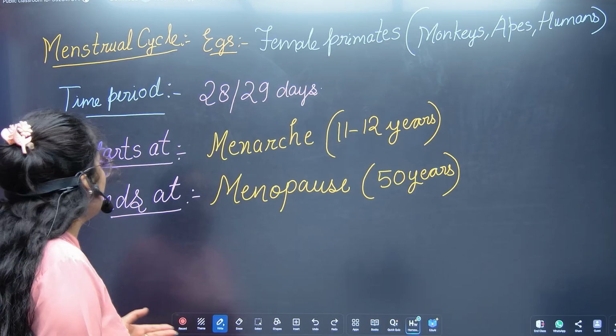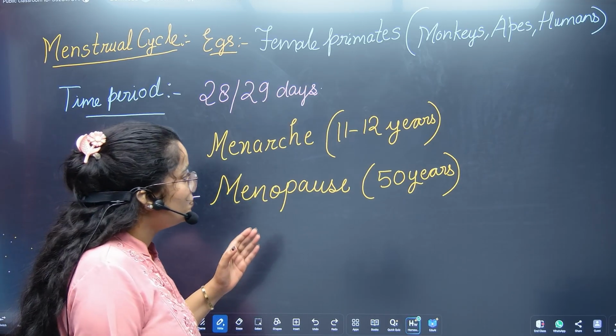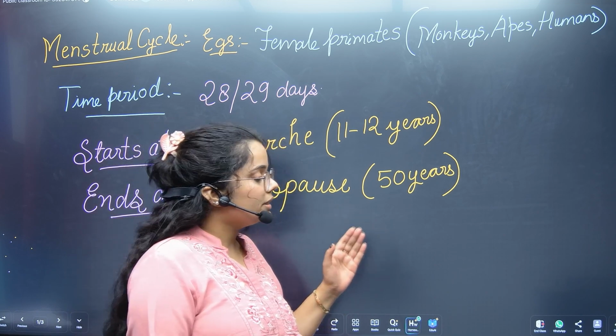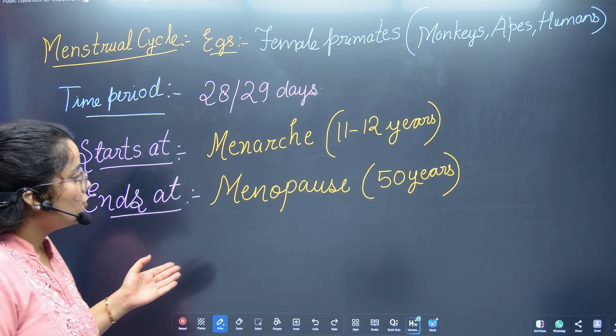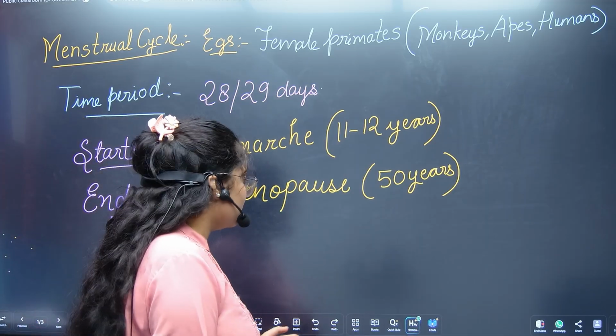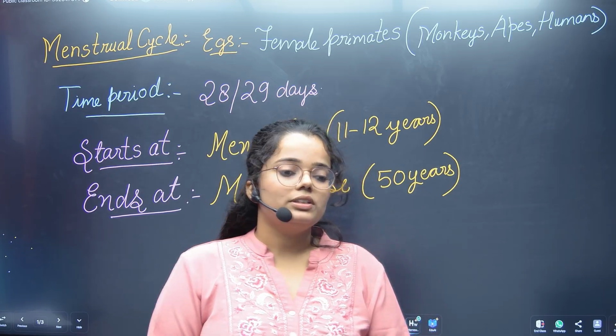in their body. The menstrual cycle starts at menarche, which occurs at puberty in girls at the age of 11 to 12 years. It ends at menopause, which is normally at 50 years of age. Now, we are going to discuss the neuroendocrine mechanism involved in the menstrual cycle.